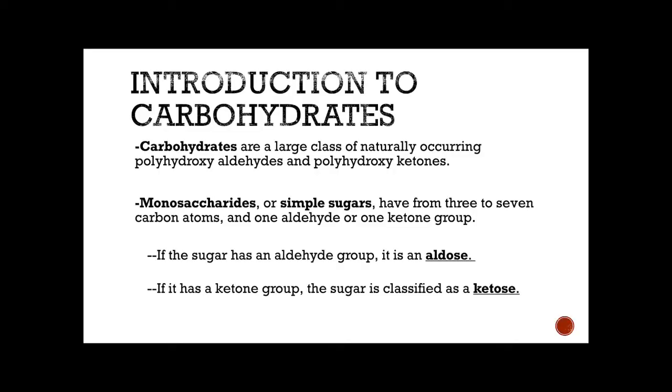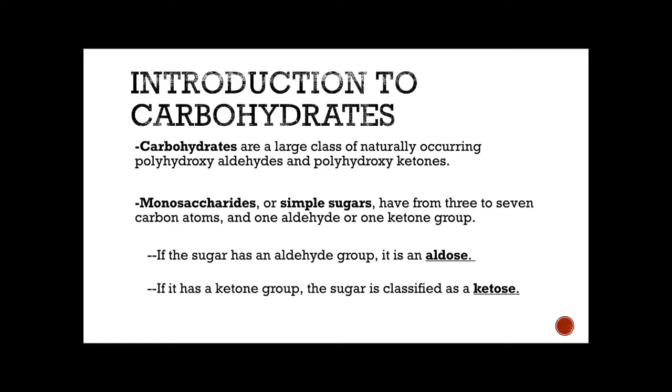Okay, so in chapter 8, we're going to be looking at carbohydrates. Carbohydrates are made of carbon, hydrogen, and oxygen. They are a large class of naturally occurring polyhydroxyaldehydes and polyhydroxyketones. Monosaccharides are the simplest of carbohydrates, and they're referred to as simple sugars. They have 3 to 7 carbon atoms and 1 aldehyde or a ketone.